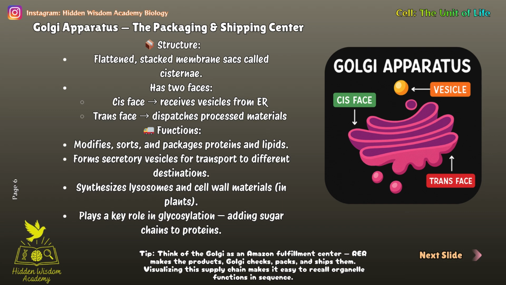New vesicles then leave from the trans face, carrying the finished products for secretion or use inside the cell. The Golgi also makes lysosomes and helps form the cell wall in plants. In short, it makes sure every material reaches its correct place on time.